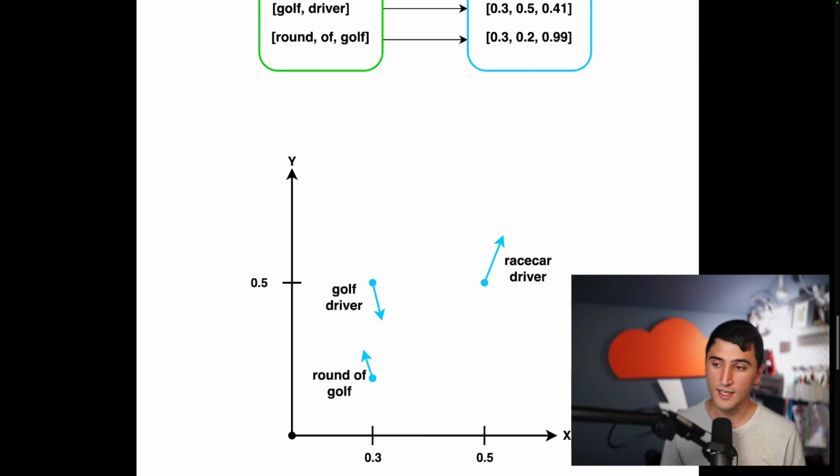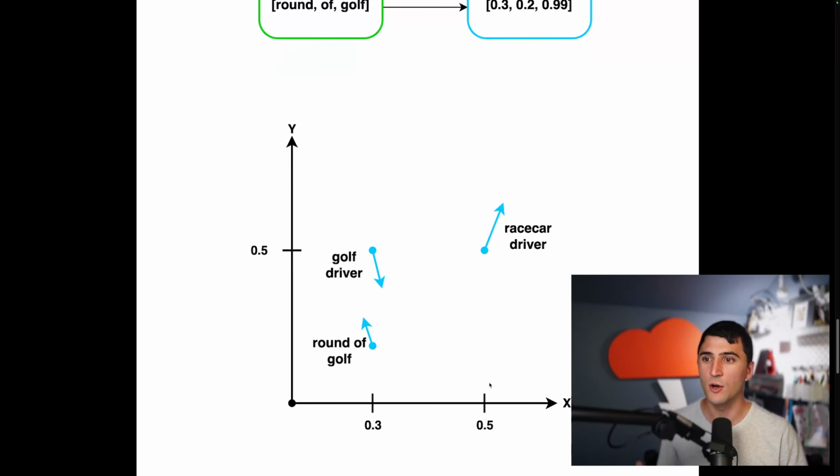So if we're looking at this, we can say that, hey, these all kind of share attributes. Like driver, for example, lives on the 0.5 dimension on the y-axis. Golf lives on the 0.3 dimension. So this is a way that we can say maybe these share attributes because they share a certain dimension. Anything falling close to 0.3 on the x might be close to golf.